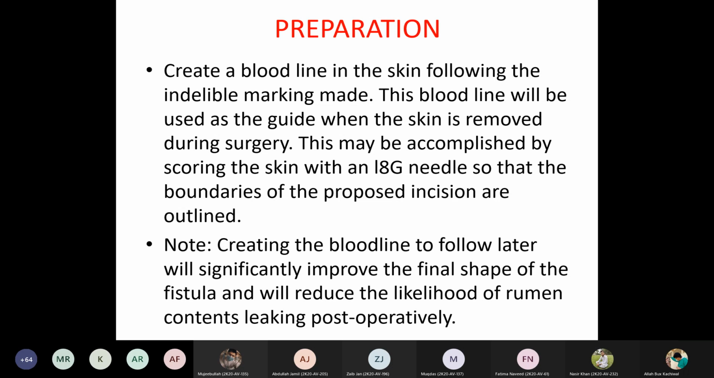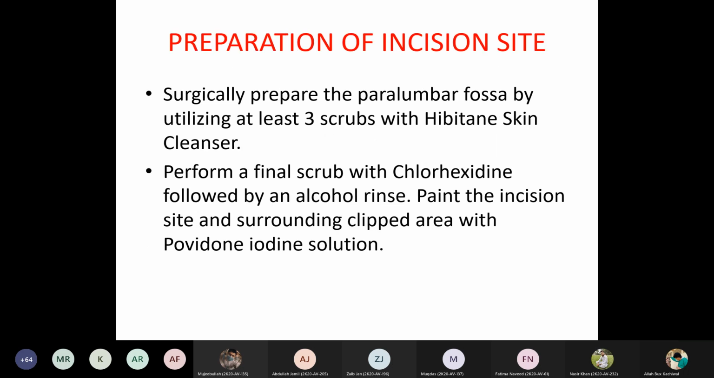to follow the lateral will significantly improve the final shape of the fistula and will reduce the likelihood of rumen contents leaking post-operatively. So this procedure gives you confirmation that there is no leakage, and post-operatively there will be no passage from the cannula or sides. Therefore, there will be a complete seal after application of the fistula and cannula.